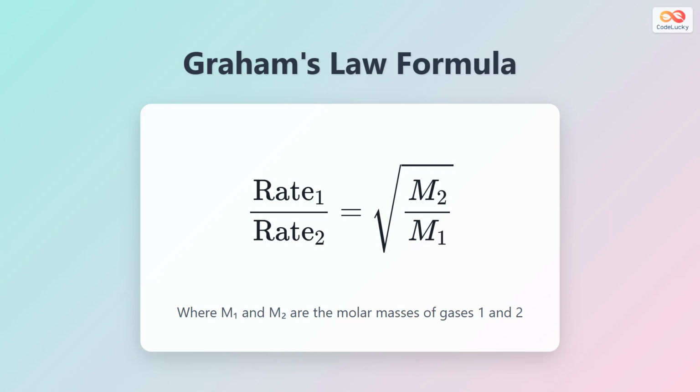Graham's law can be expressed mathematically using a simple formula. The ratio of the rate of gas 1 to the rate of gas 2 equals the square root of the ratio of their molar masses, but inverted. So it's the square root of M2 divided by M1. Here, M1 represents the molar mass of the first gas, and M2 represents the molar mass of the second gas. This formula allows us to calculate exactly how much faster or slower one gas will effuse or diffuse compared to another gas. Understanding this formula is key to solving problems involving gas behavior.